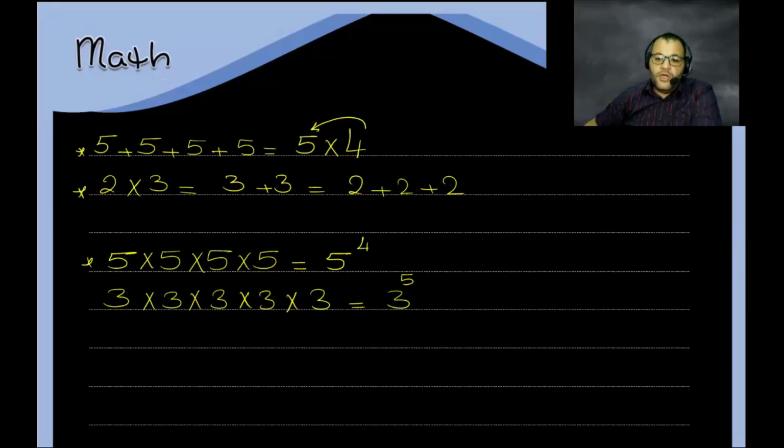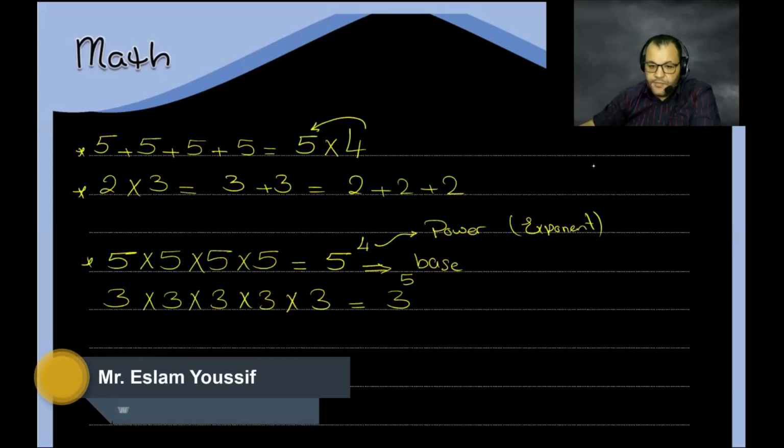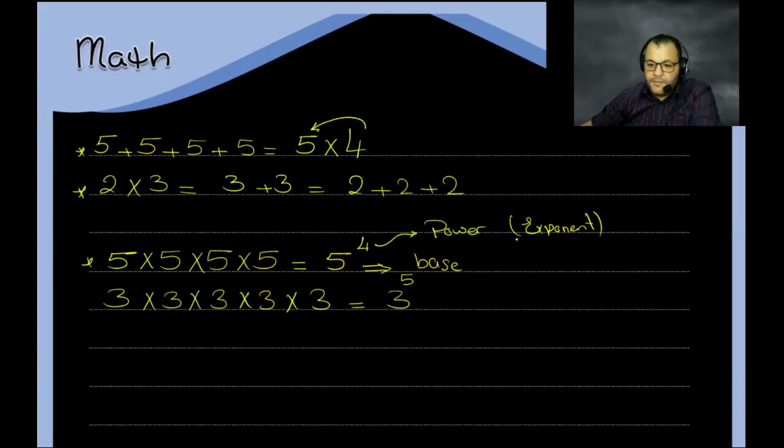Okay. So now 5 is called base. The number that has been repeated is the base. Repeated how many times in multiplication is called power or exponent. So now which one is the power, which one is the exponent for the second one? If you know the answer, please raise your hand.